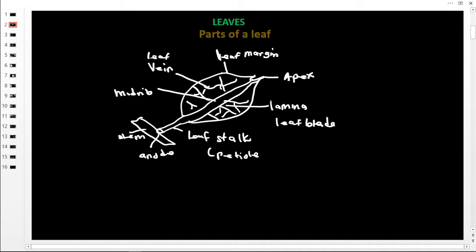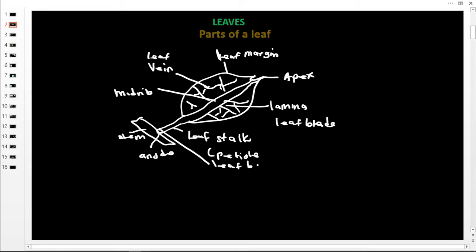This one is the leaf margin. This entire space here is the lamina or the leaf blade. Then this is the leaf stalk. Here is what we call the midrib. So the leaf stalk, on entering the lamina, turns into the midrib. Then here we have the node, and at the node we have what we call the leaf base.